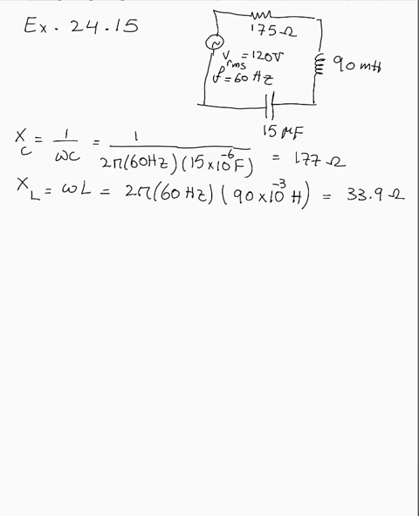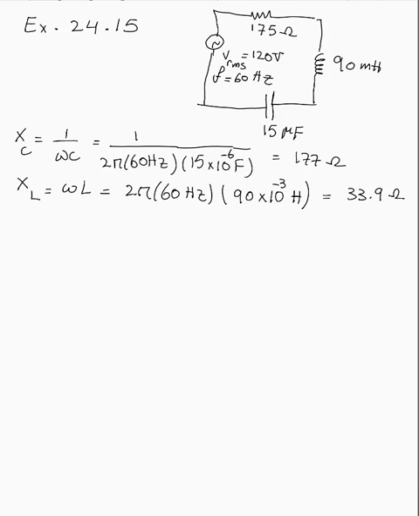To find XL, I use omega L, which is 2 pi f times the inductance, and you convert 90 millihenry to Henry by multiplying it by 10 to the power of negative 3. And then you get 33.9 ohms for the inductive reactance.